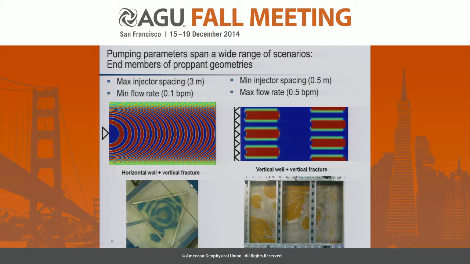On the right, I'm showing a different limit within the parameter study considered, where we obtain proppant geometry that's much more reminiscent of the isolated pillars propagating linearly into the fracture, reminiscent of the vertical well geometry intersecting a vertical fracture.